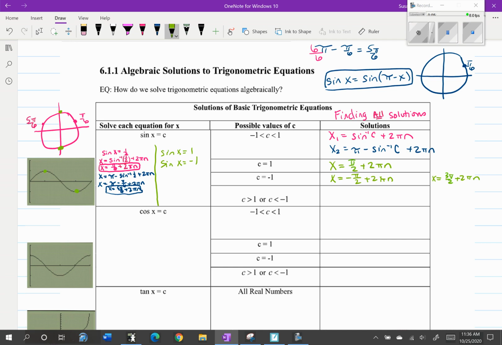So when your values are above 1 or below -1, remember that we don't have y values above 1 or below -1. So for this last section, this would be no solutions. So for example, if I had the sine of x is equal to 3, and I try to do the sine inverse to solve, I know that this would never work because we don't have values above 1 or below -1 on our unit circle. So that means this is no solution.